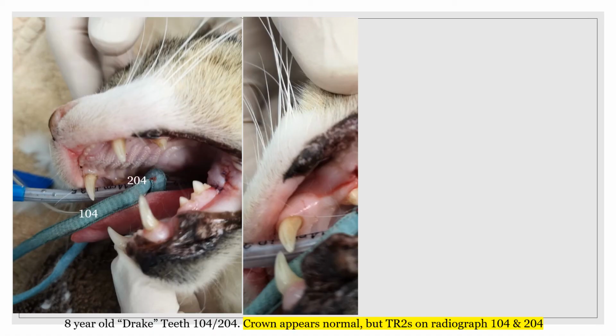This is Drake, an 8-year-old cat, and we're looking at teeth 104 and 204. So these teeth here.